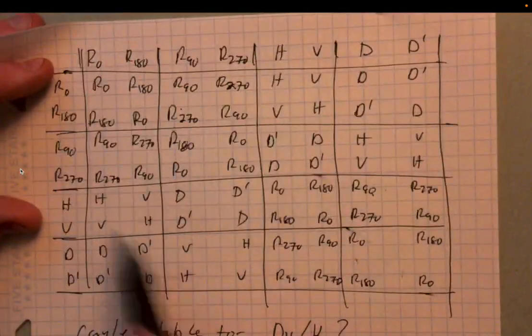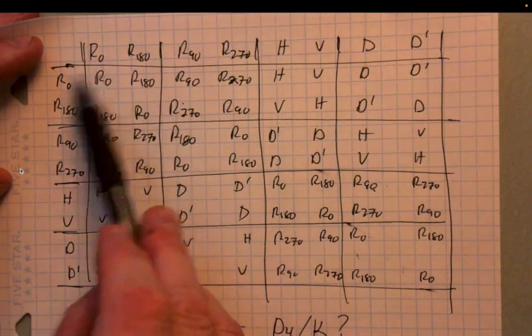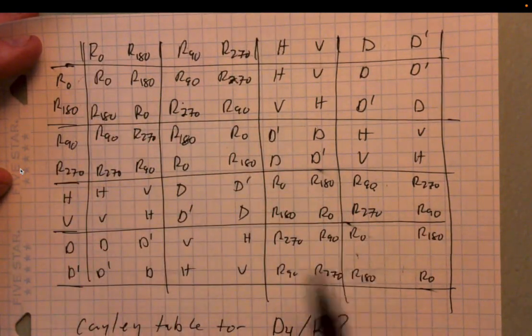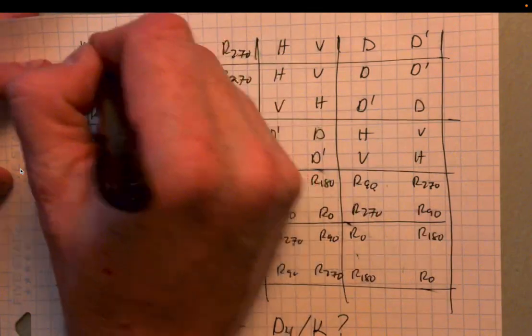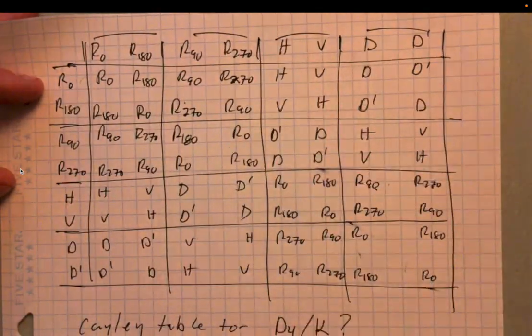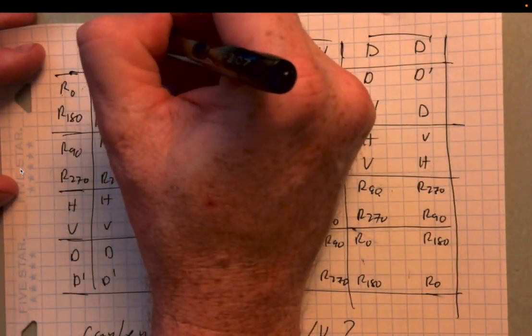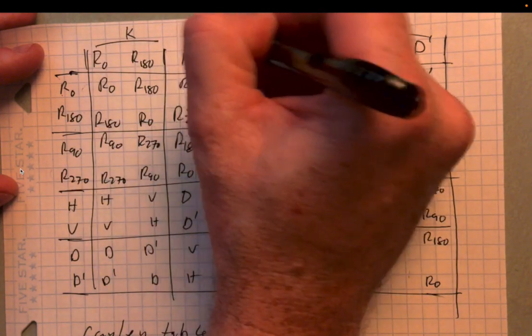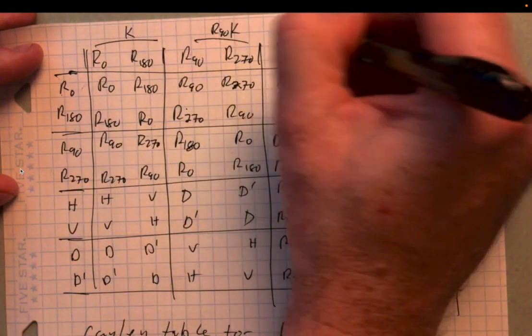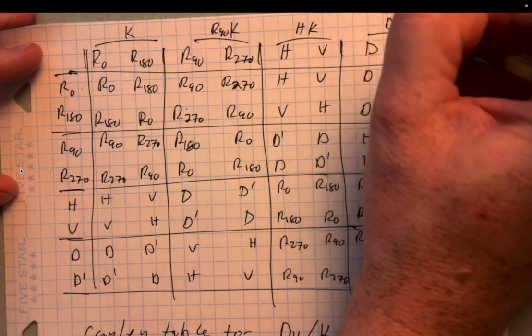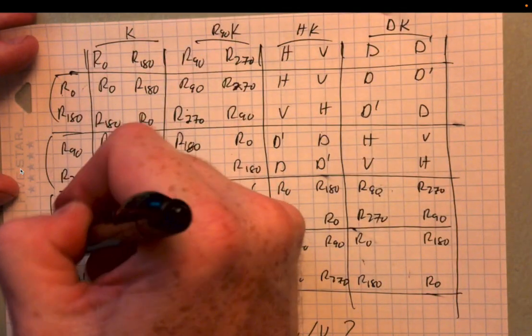Right? So this is the Cayley table for element-wise inside of D4, organized so that the cosets are together. So this is K, this is R90K, this is HK, this is DK, right? And the same over here, right?